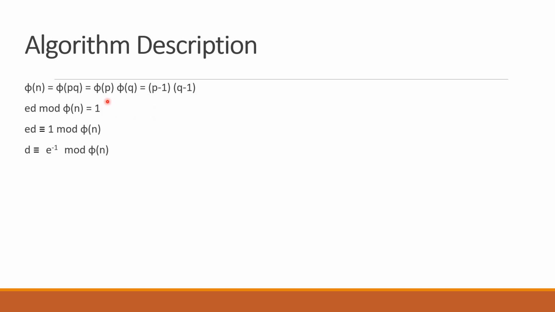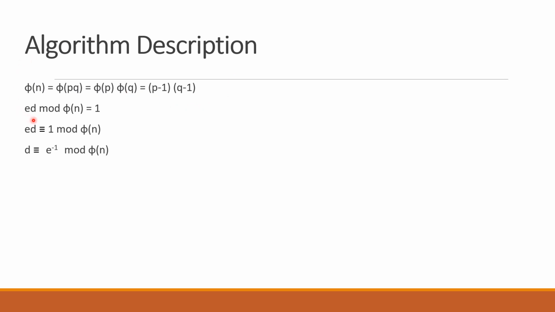According to the Euler totient function, if the value is a prime, then the formula is P minus 1. Okay, so since P is prime, P minus 1 has been substituted over here, and Q is prime, so instead of phi of Q, Q minus 1 has been substituted. So this is the calculation of the Euler totient function of your N.